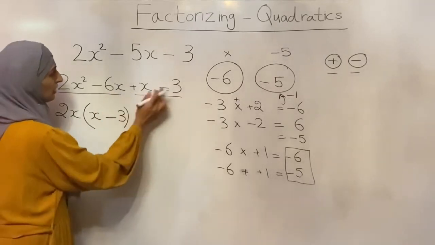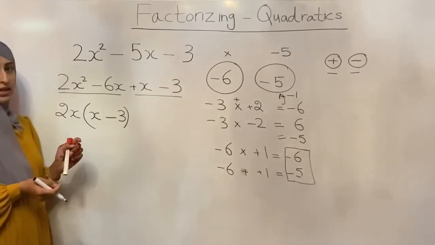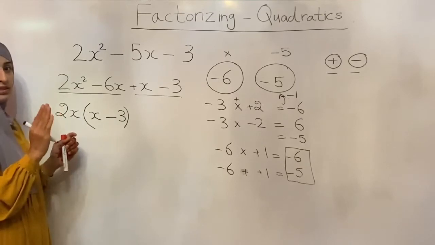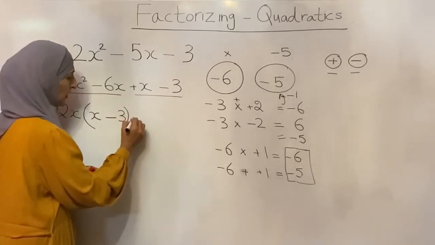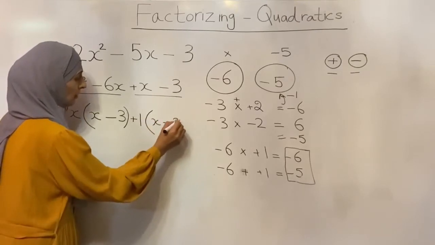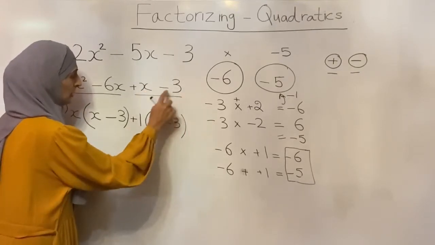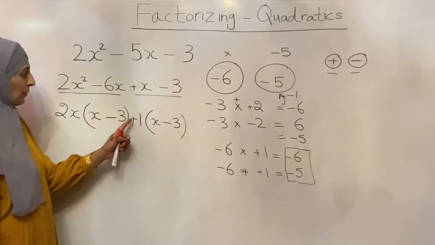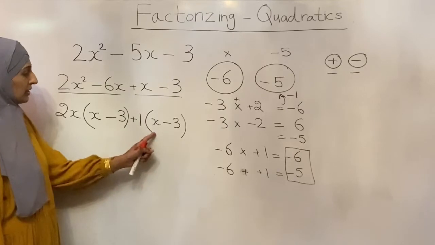So plus, what is common in these two terms? I can't see anything common in these two terms, but when there's nothing common, then plus 1 is common. So plus 1 outside. We have to write this equation. Remember, I can't see anything common in these two terms, but when there's nothing common, there's 1 common. So I'm writing plus 1 outside, x minus 3.